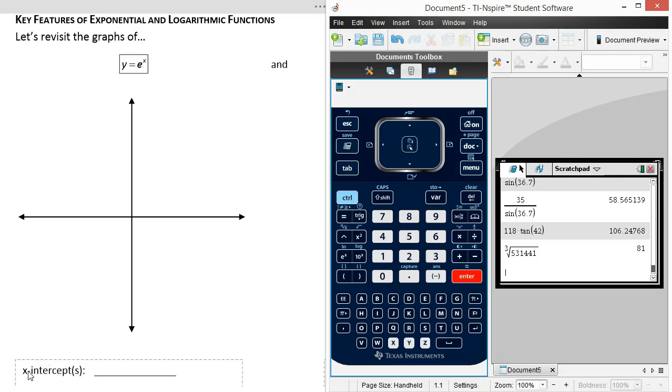Hey guys, today we're going to start 9A, part 1. And in Target 9A, we're looking at the properties of exponential and logarithmic functions.